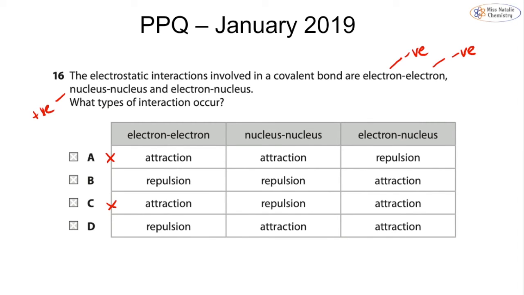So then we look between B and D. It's telling us that one is repulsion and one is attraction. Well, it can't then possibly be D because the nucleus and nucleus are not going to attract. So by process of elimination, without even looking at the electron-nucleus attractions, we know that the answer has to be B. But let's just double check that when we have an electron nucleus, we have the positive nucleus and the negative electron. They are going to have an attraction, and that's our answer that we have here. So the answer to the multiple choice is B.